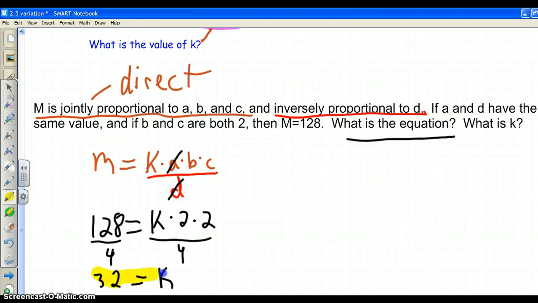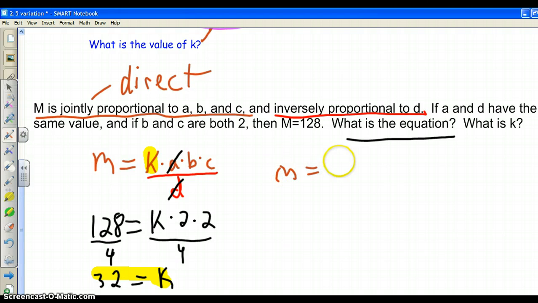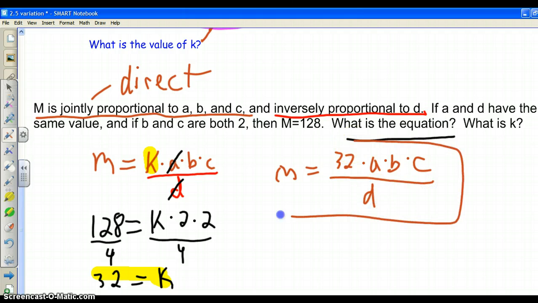Well, we're going to take this and plug it in here for K, and then we'll write our equation, because K won't change. The other variables could. So we'll say M equals 32 times A times B times C all over D. And that'd be my equation. And you're done. That was the rest of the screencast.